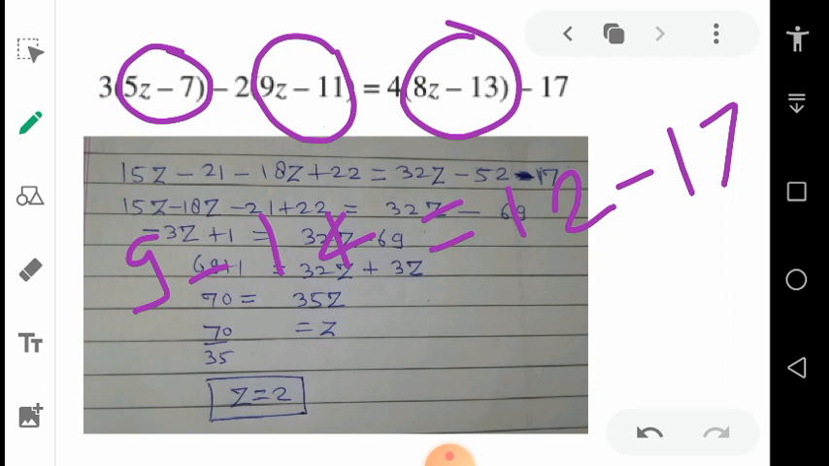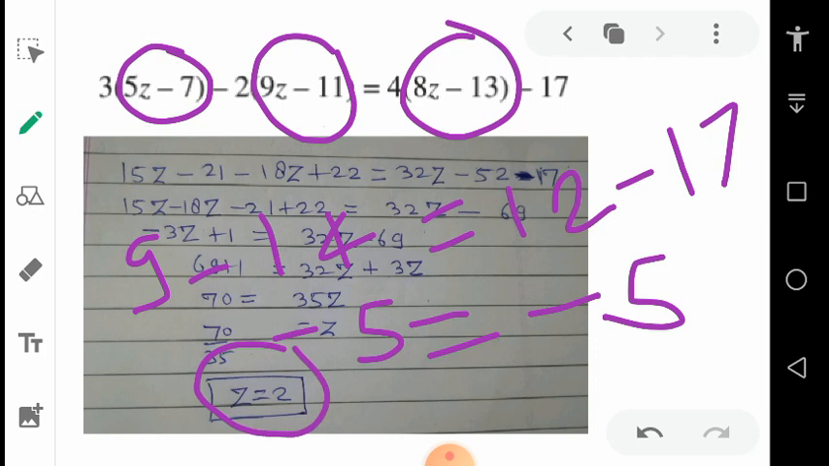Now solve these on the left hand side. 9 minus 14 is minus 5. On RHS, 12 minus 17 is minus 5. You can see both the values are equal. It means our answer z equals 2 is correct. It's 100% correct. So the cross checking is very important.